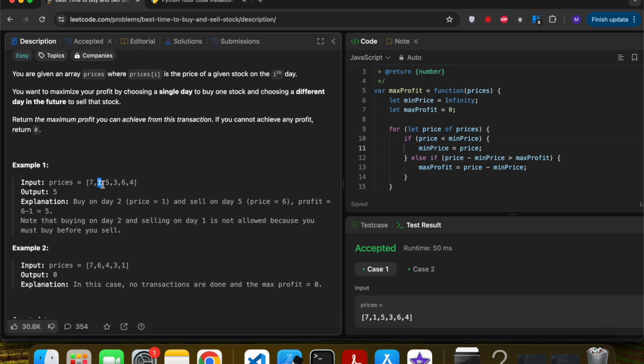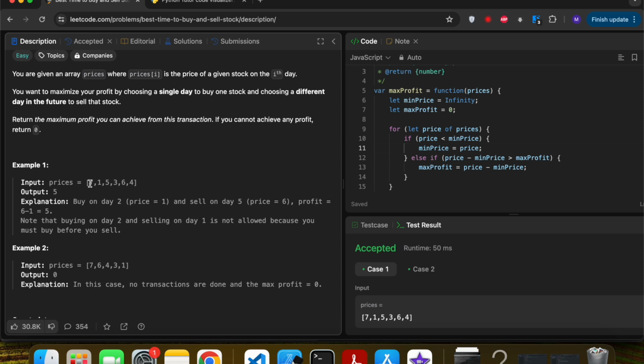It is clear that if you bought a stock on day 2 with price 1 and sold it on day 5 with price 6, you will get the maximum profit, which is 6 minus 1, which is 5. And the problem requires us to return the maximum profit.